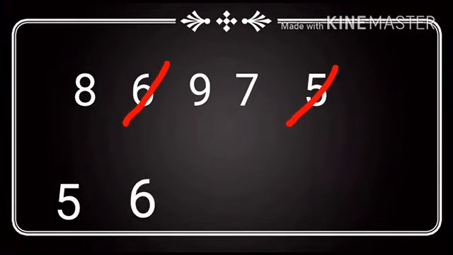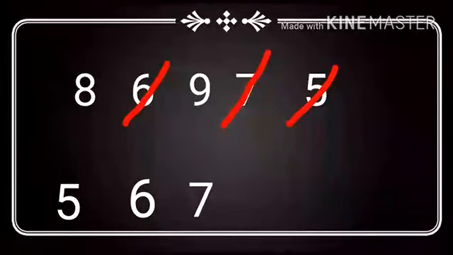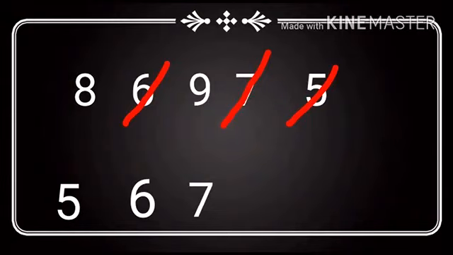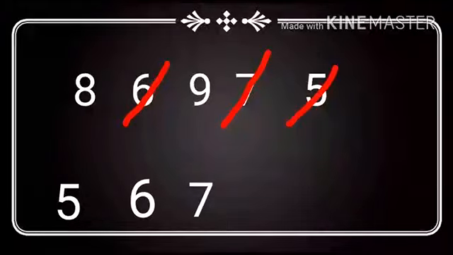Next we have to find out third number. Here we have 8, 9, 7. Which number is the smallest number in this group? Yes, answer is 7. So we have to cut 7 and write here 7. How can we find the fourth number? Here remains 2 numbers. Find the smallest number and write. The 2 numbers are 8 and 9.